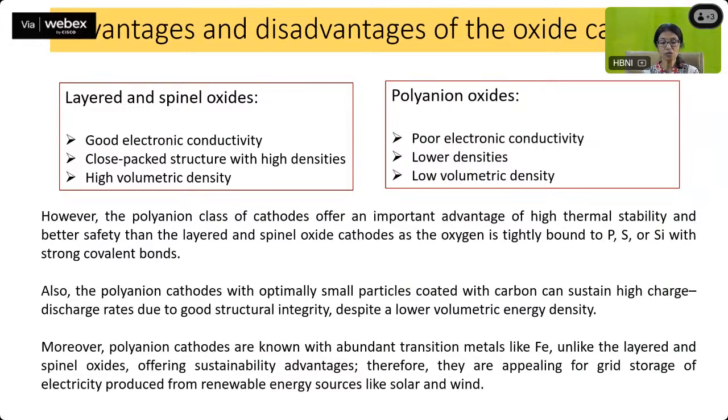Moreover, polyanionic cathodes are known with abundant transition metals like iron, unlike the layered and spinel oxides, offering sustainability advantages. So you have polyanionic cathodes with iron also, which is a very earth abundant material. Therefore, they are appealing for grid storage of electricity produced from renewable energy sources like solar and wind. So you can use these kind of cathode materials like olivine lithium iron phosphate as cathode materials for lithium ion batteries, which can be used for energy storage when you're having intermittent renewable energy supply. So it can help in stabilizing the grid.